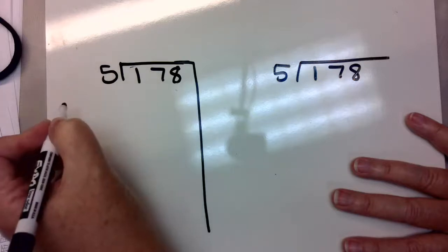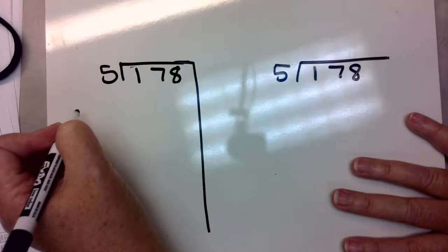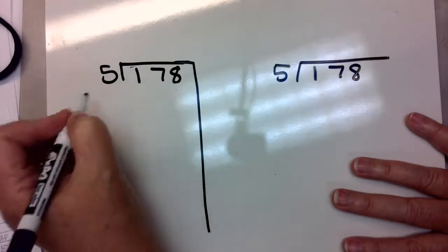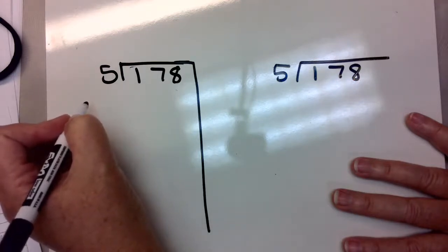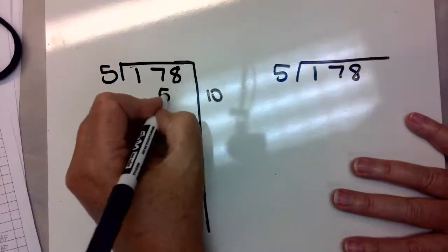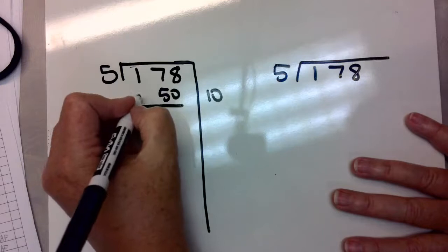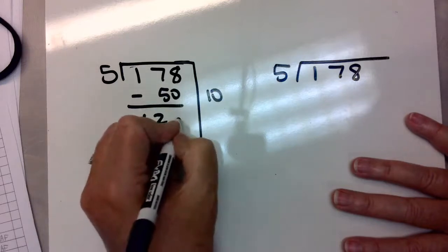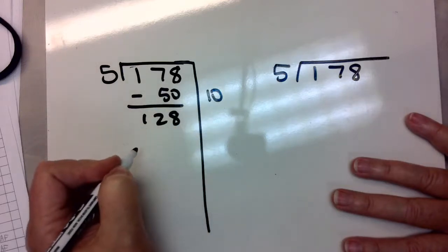So I know that 100 groups of 5 is 500. Too big. So now let's go with my next easy fact, which is 10. Okay, 10 groups of 5 is 50. Alright, so that leaves us with 128.